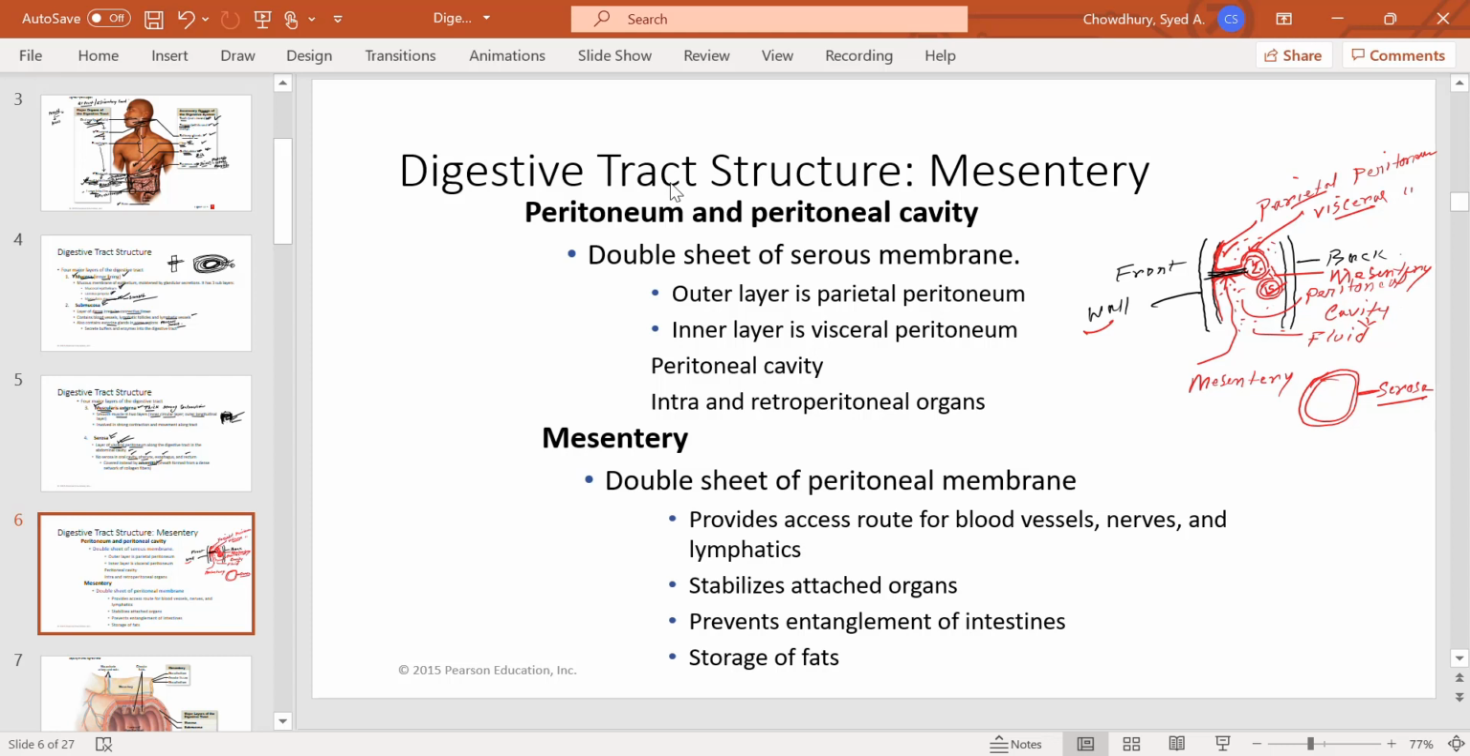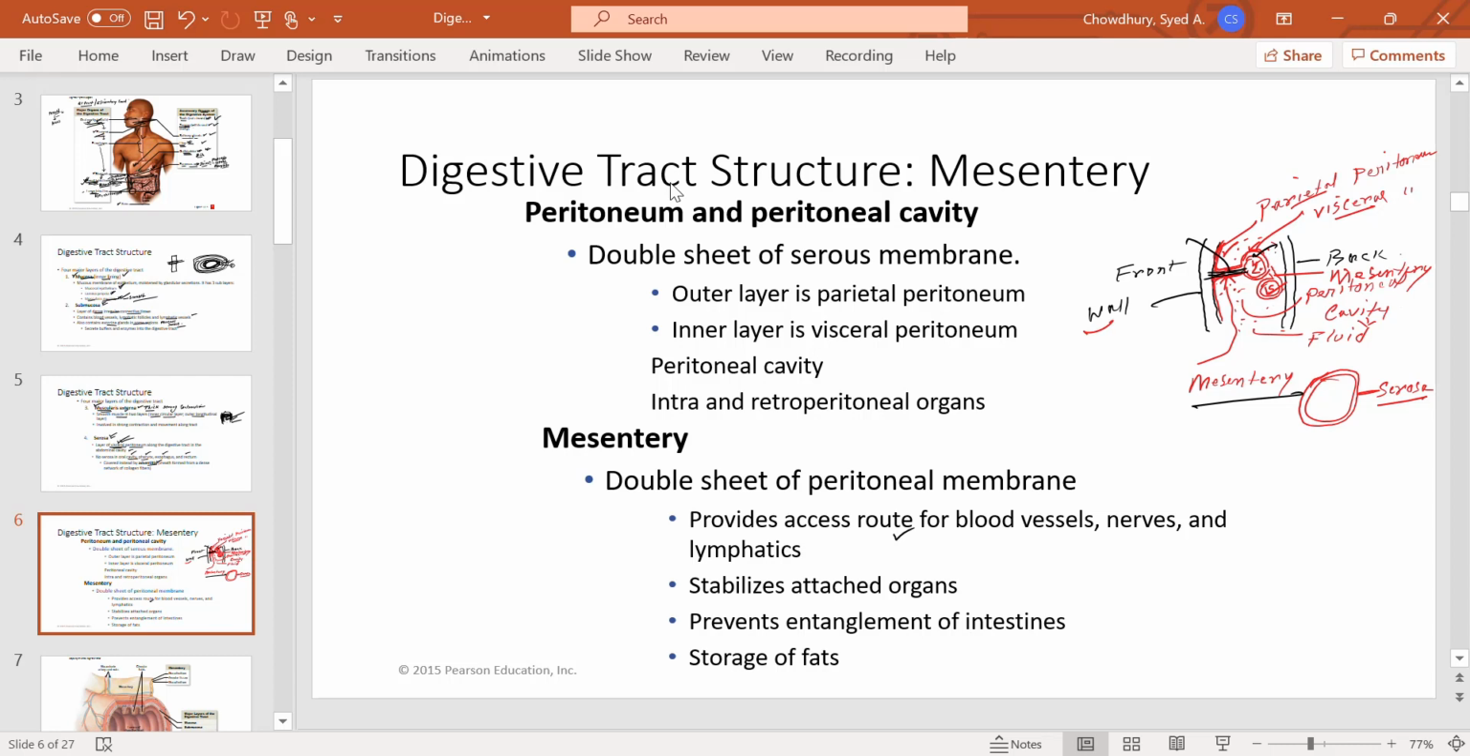So that is a passage for the blood vessels, nerves, right? Lymphatic vessels, those structures. So mesentery provides a route for the blood vessels, nerves, lymphatics. That is number one, right? So those structures can go to the internal organs.